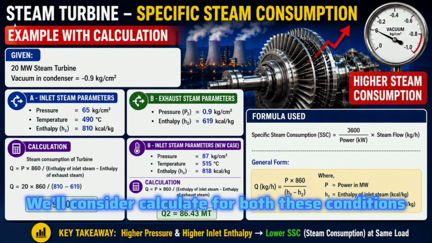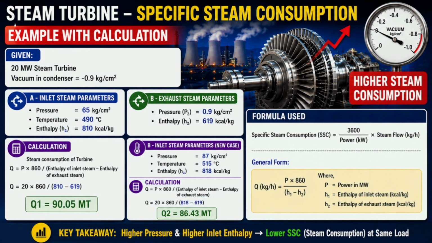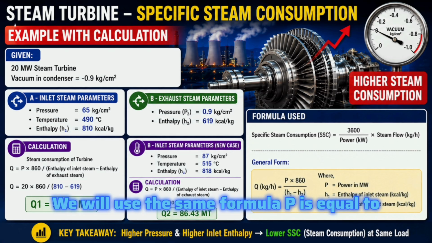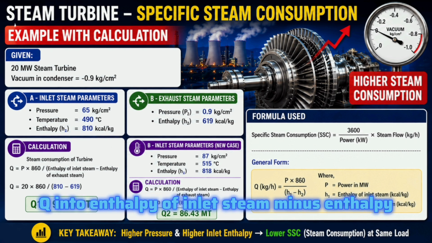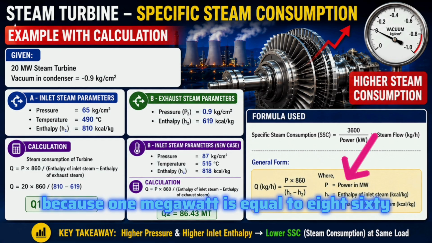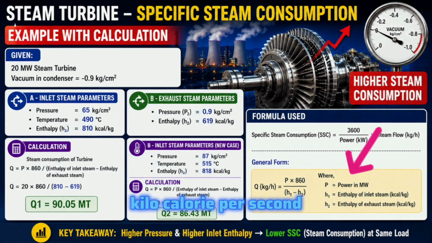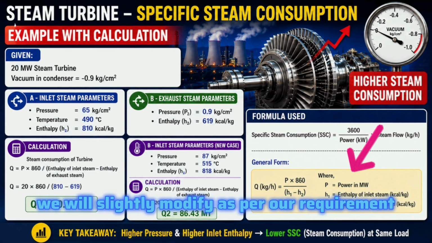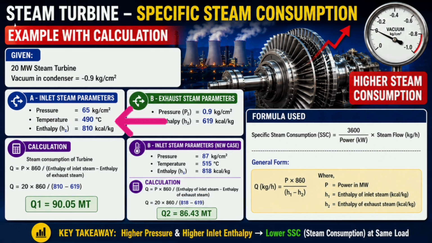We will calculate for both these conditions and see how much the specific steam increases comparing both the cases. We will use the same formula. P is equal to Q into enthalpy of inlet steam minus enthalpy of exhaust steam, divided by 860, because 1 megawatt is equal to 860 kilocalorie per second. For calculating the flow, we will slightly modify it as per our requirement.